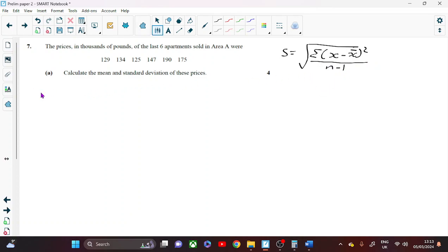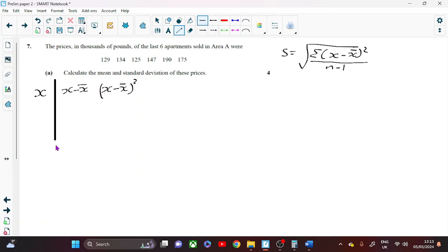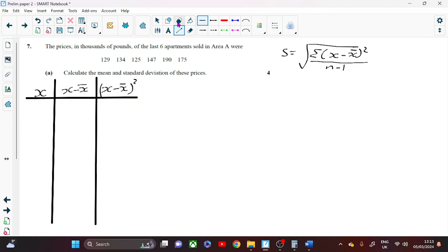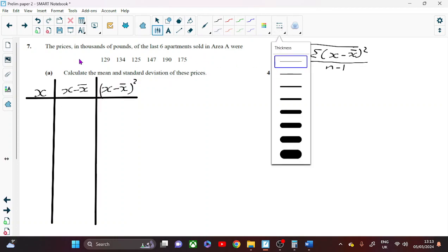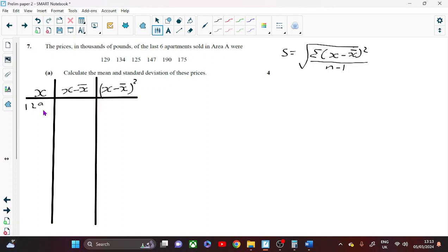Right, let's start. I need my x's, I need my x minus x bars, and I need my x minus x bar all squared. I am going to use the handy line drawer so I don't have to try and draw lines. There we go. I'll go back to my numbers. I'm going to use these numbers here, so 129, 134, 125, 147, 190 and 175.